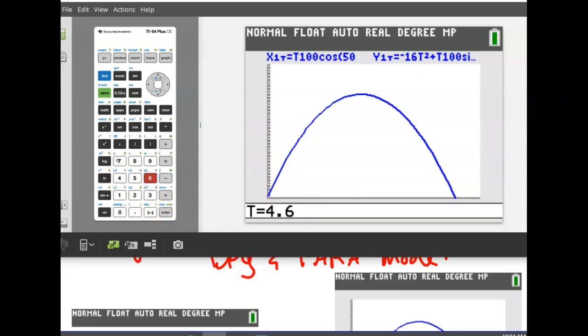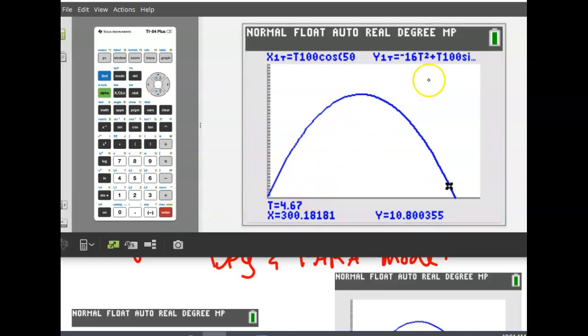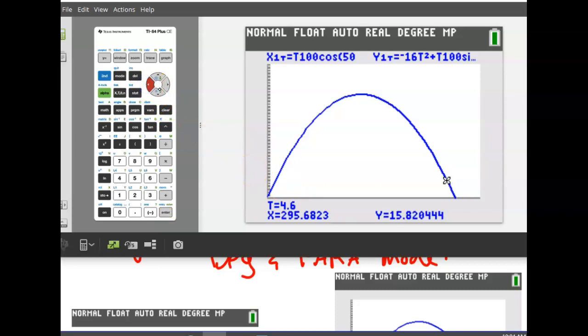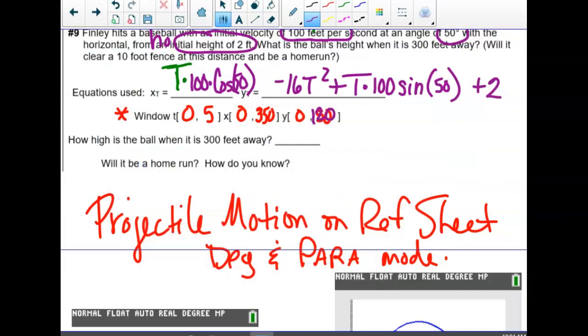4.67. Isn't it a 10-foot wall? 4.67. I don't think I made it this hard on the quiz, I promise. But that's about as close to 300 feet as I can get, and it's just over 10 feet up. So it's going to clear the wall, but barely. If you were just doing 4.6 and 4.7, it would be pretty hard to tell if it's going to clear the wall, right? I think on the quiz I did a little bit better than that.